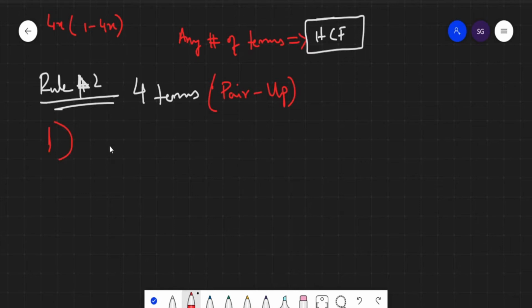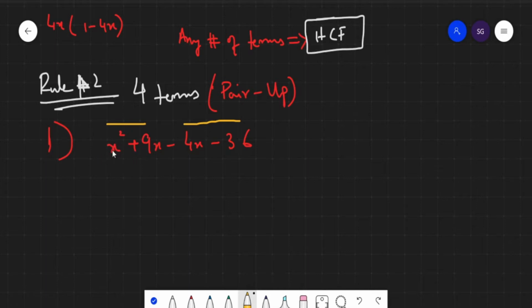So we have x squared plus 9x minus 4x minus 36. Now we have 4 terms. Clearly there is no number or variable that is common in all of them. So our first rule is done with, we cannot apply it anymore. And now we look for the second, which is pair up. So let's pair up the first and second, and the third and fourth terms. And just like before, factorize each pair.